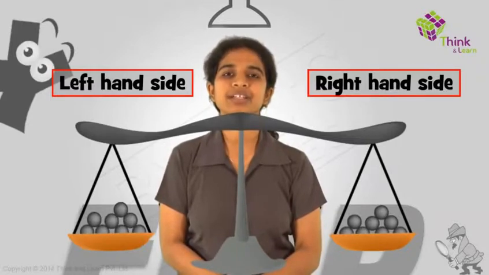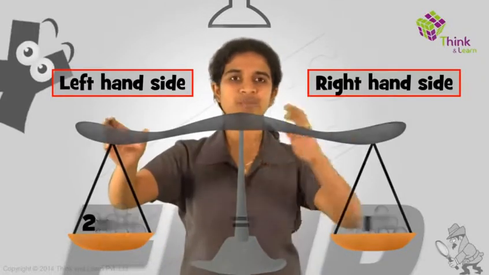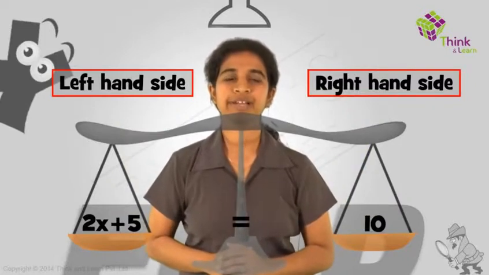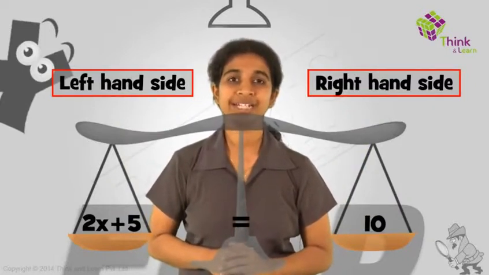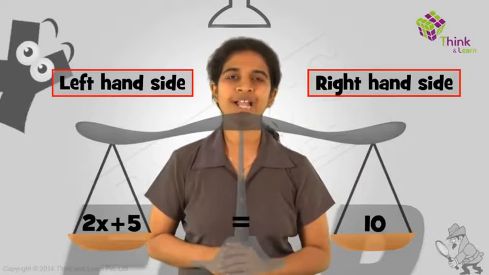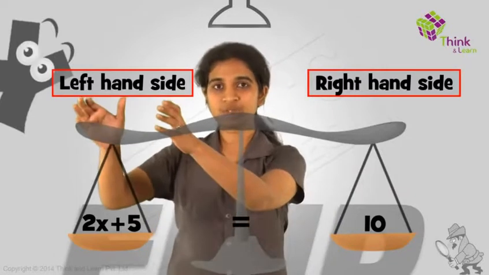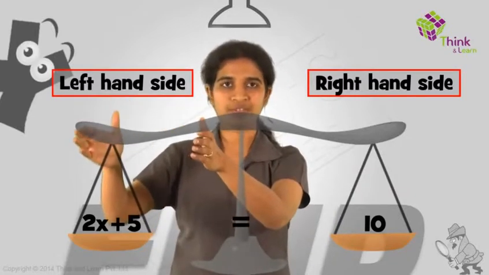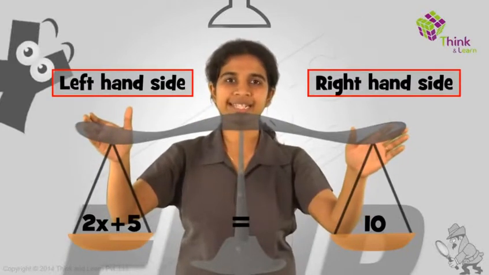As simple as that. So let's say I take an equation 2x plus 5 equal to 10. Right? 2x plus 5 equal to 10. Now I need to find the value of x. Correct? My x is only on the left-hand side. I have 2x plus 5 here and I have 10 on the right-hand side.